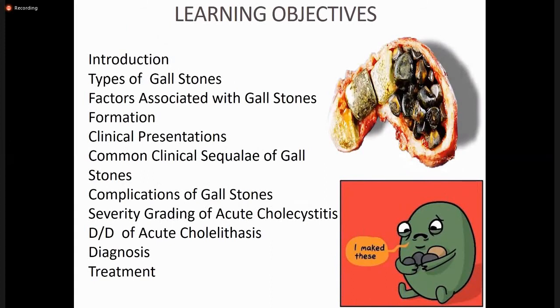The learning objectives will be discussing the introduction, types of gallstones, factors associated with gallstone formation, clinical presentation, the sequelae, complications of gallstones, severity of acute cholecystitis, the differential diagnosis of acute cholelithiasis, diagnosis and treatment.